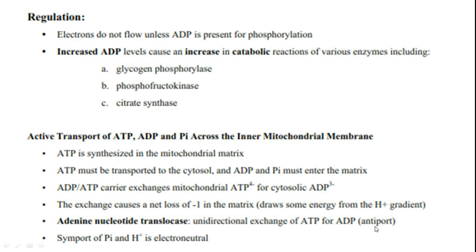It is an antiport, meaning one ATP goes out and one ADP enters into the matrix. So that is the way how symport of inorganic phosphate and proton is electroneutral. Inorganic phosphate is taken into the matrix via a symport mechanism with the help of the proton gradient. So friends, this is the way how ATP, ADP and inorganic phosphate move across the mitochondrial membranes.